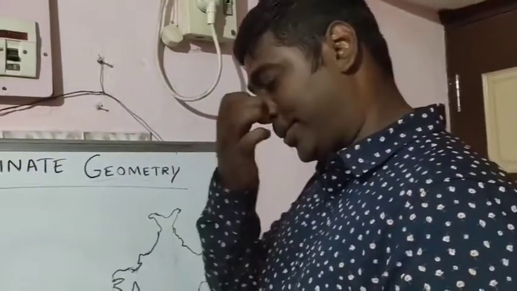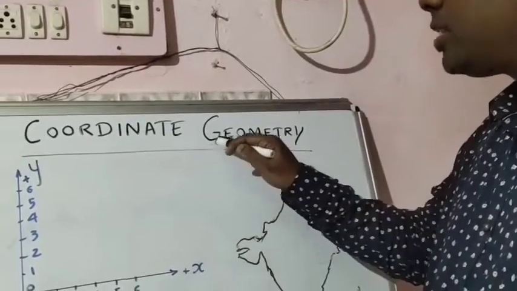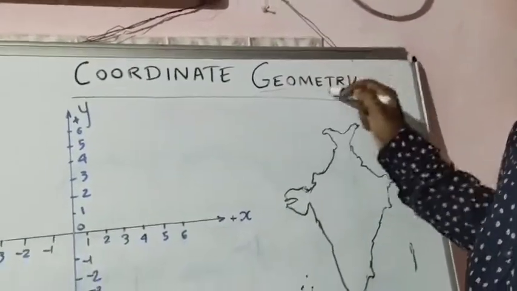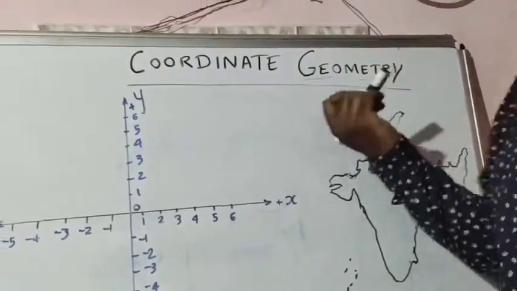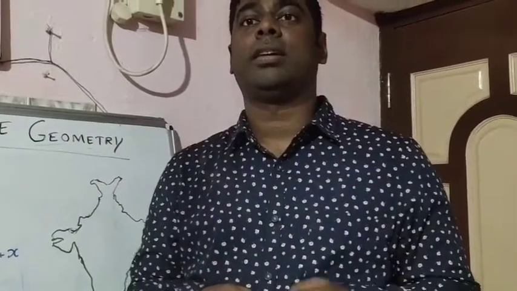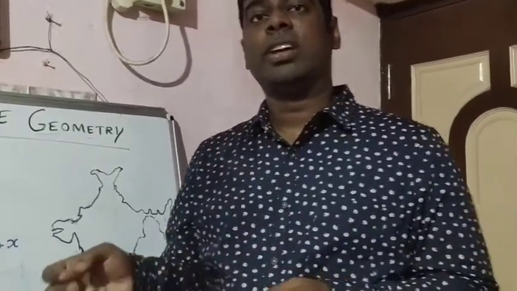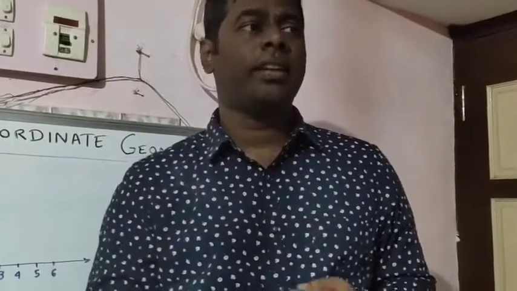And the geometry is nothing but geo plus metry. Just split this word as geo plus metry. Geo means the earth, metry means the measurement. So this kind of earth measurement, coordinate geometry, is being used for every GPS method of addressing something. The simplest way, I can take an example of a coordinate system in a classroom.